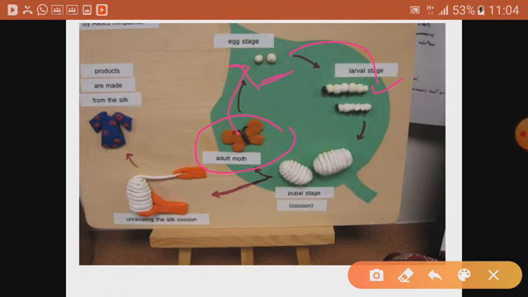Larval stage is also known as caterpillar or the silkworm. Larva is singular, larvae is plural form. Then for many days they feed on the mulberry leaves and they develop into next stage, that is pupa. Pupa secretes a silk fiber from its mouth and that gets woven around its body, and when it gets woven completely, that stage is known as cocoon stage.